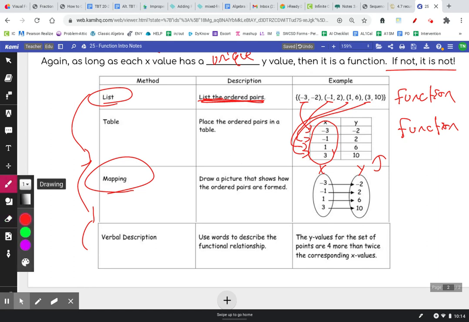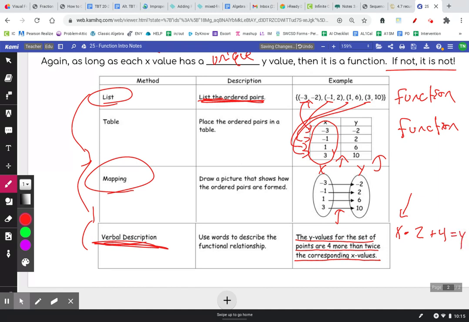So last but not least, we'll see verbal descriptions, which is like what's happening in that machine, what's happening in that function, like the behind the scenes, the in-between stuff, what's happening in between these ordered pairs, right? Here it's saying, and this actually is true for this example up above, the y value of the set of points is 4 more than twice the corresponding x values. 4 more than, so that'd be plus 4, right? 4 more than twice the, which is times 2, right? Times 2 plus 4. It's saying, hey, take in, put your x here, multiply it by 2, and add 4, and you'll get your y value.